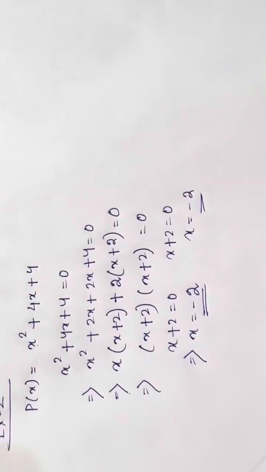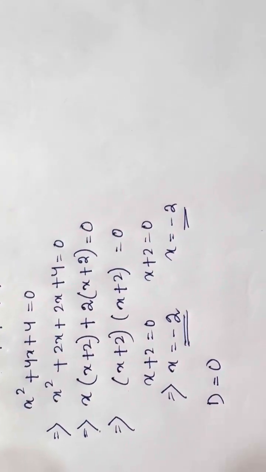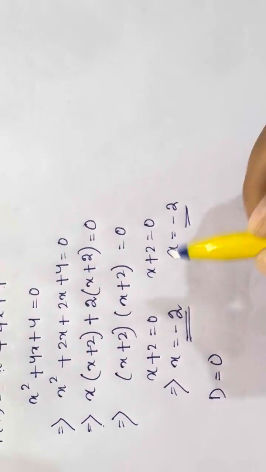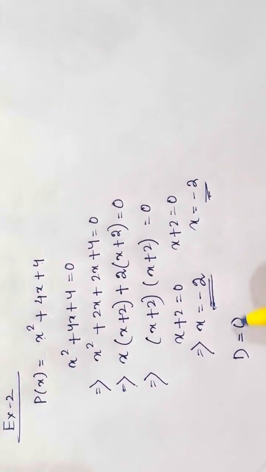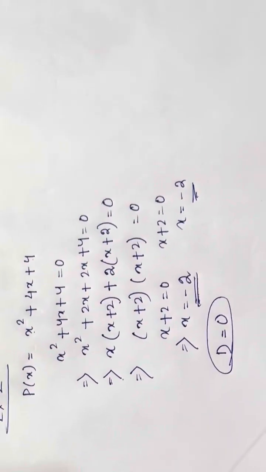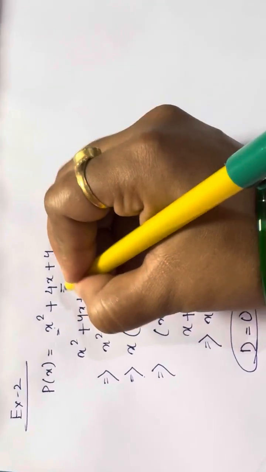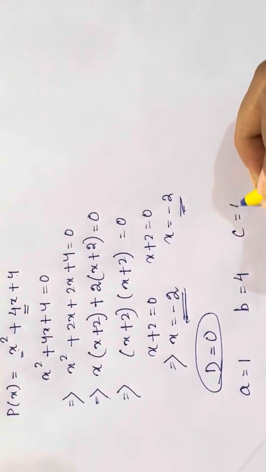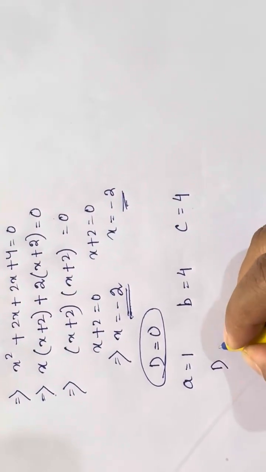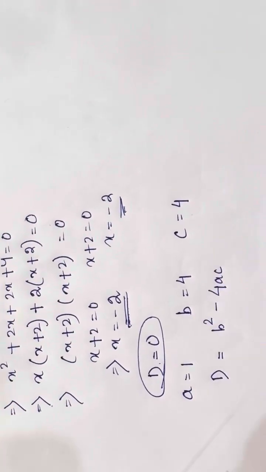Basically it is the same number which is getting repeated. When the discriminant is equal to 0, we say that we will get one real zero which will get repeated. So first we have calculated the zero here. Now let's check whether we are getting the discriminant as 0 or not. In this case, what is A? A is equal to 1. What is B? B is equal to 4. What is C? C is also equal to 4. Okay, so let's calculate the discriminant. D is equal to B square minus 4AC. We are checking here whether we are getting 0 or not.